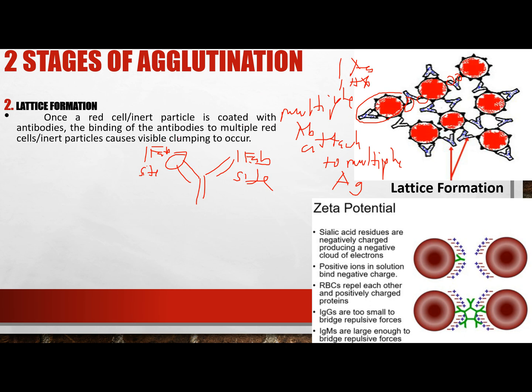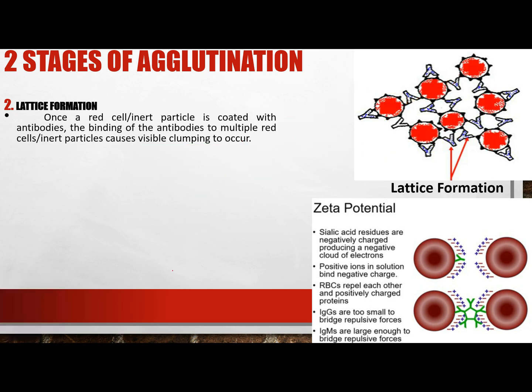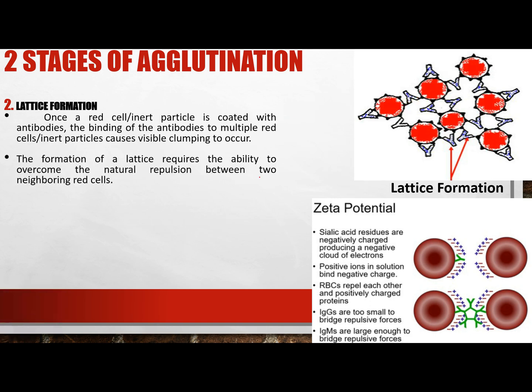And when lattice formation occurs, this is the stage where visible clumping could occur. So now you could see the clumping of RBCs. It's going to be visible in this stage. Now the formation of a lattice would require the ability to overcome the natural repulsion between two neighboring cells.